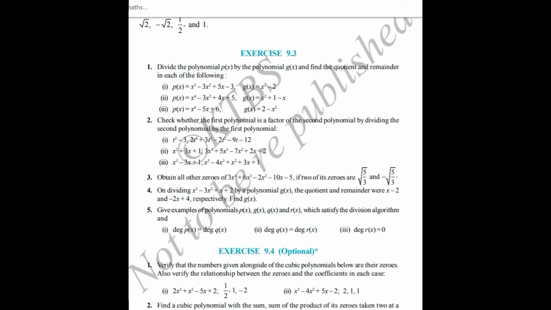So we are going to solve the fourth question. The question is: on dividing the given polynomial p of x by g of x, the quotient and remainder were x minus 2 and minus 2x plus 4 respectively. So we need to find out g of x. Here p of x, q of x, and r of x are given. So it is quite an interesting reverse calculation process. We need to find out the g of x by which, if we divide the given p of x, we get the respective r of x and q of x. So let us go for solving this.